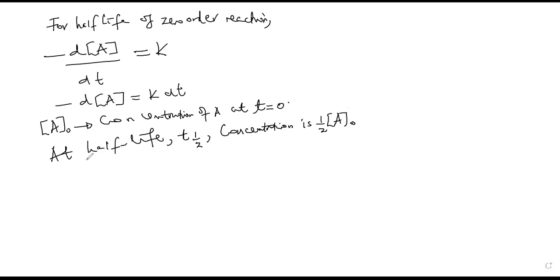Now, when we integrate, we are going to have the integral, of course negative, from A naught up to A at time t, of d concentration of A. I'm bringing this so that we avoid cram work. This is going to equal k. Actually, at time t, it will have reduced to a half concentration of A naught. So this is also integrated from zero up to half-life, t a half, of dt.